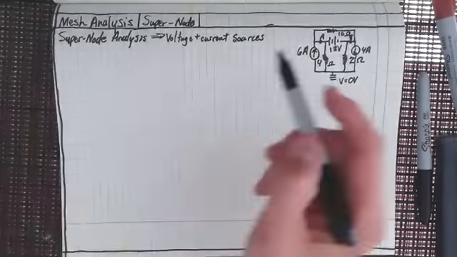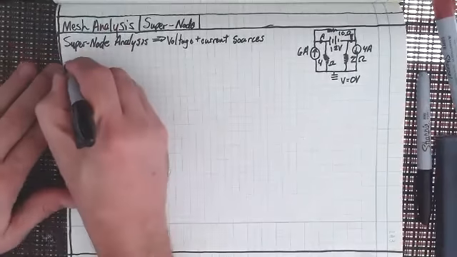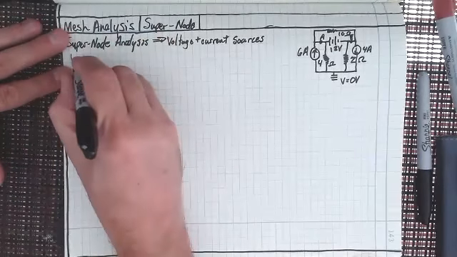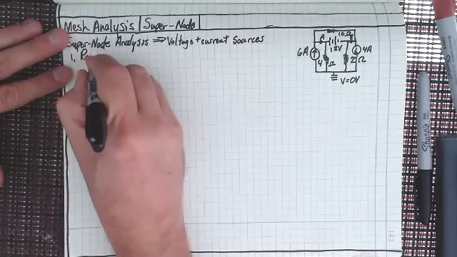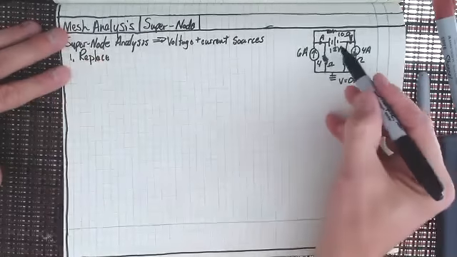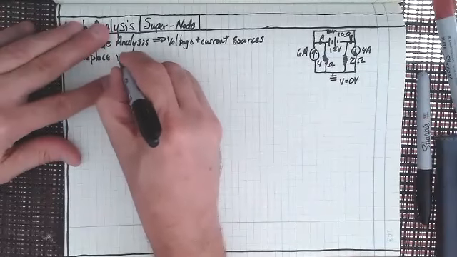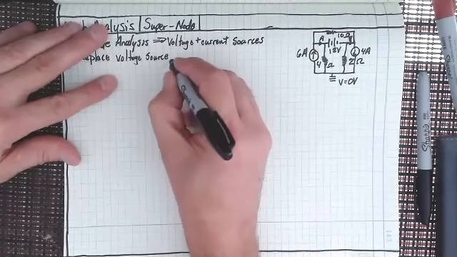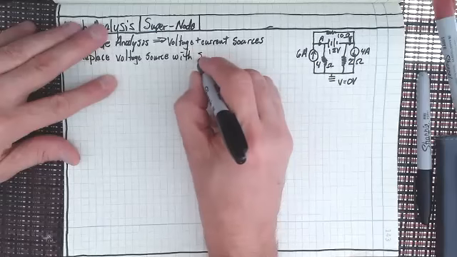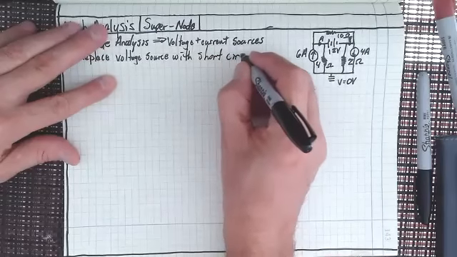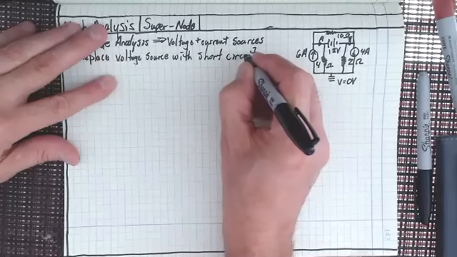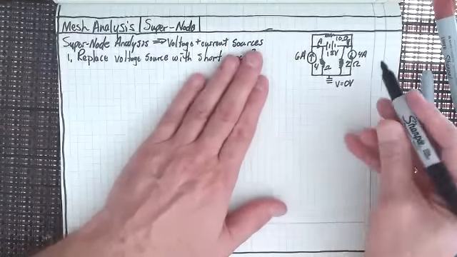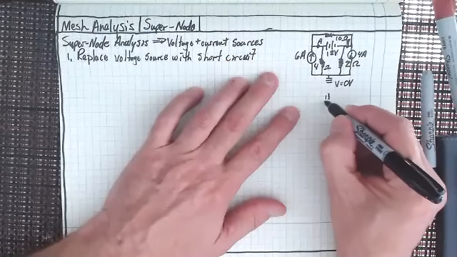So what I want to do is get the process down. Okay, so I replace the voltage source with a short circuit, right? So I'm going to replace the voltage source with a short circuit, and that's why, probably drawing it smaller, wasn't all that bad. So let's do that first.